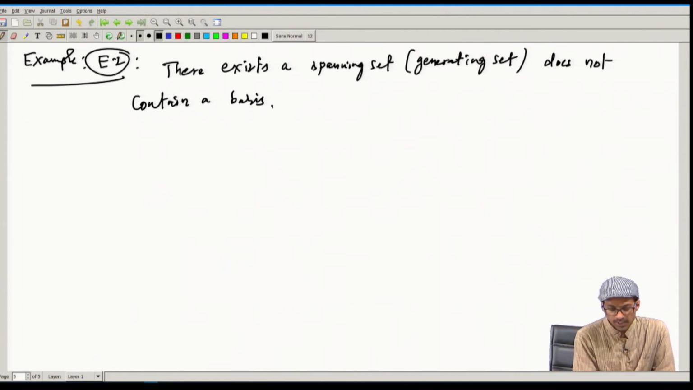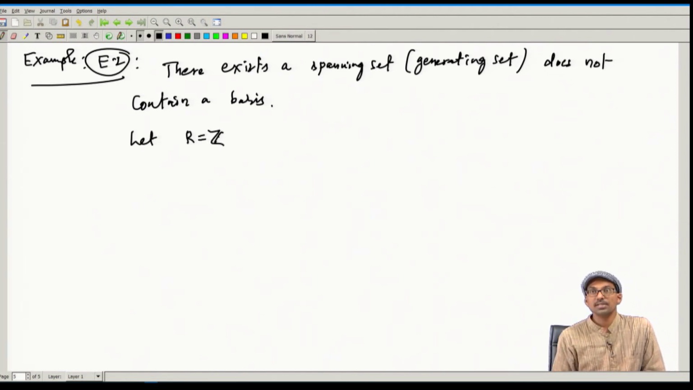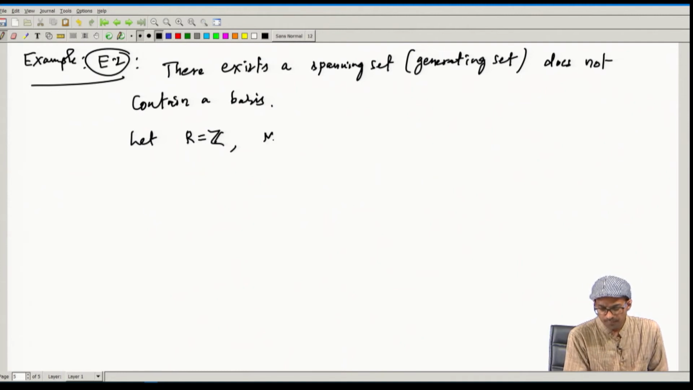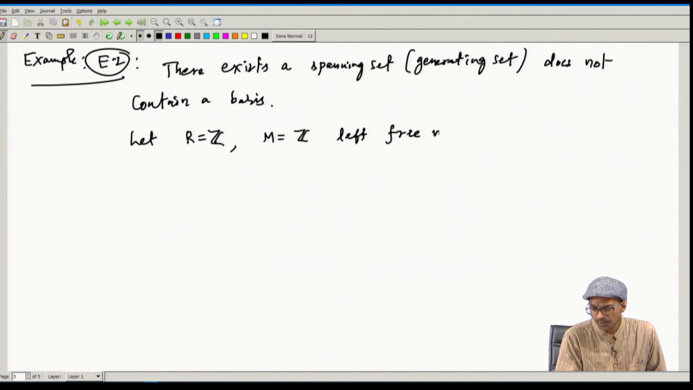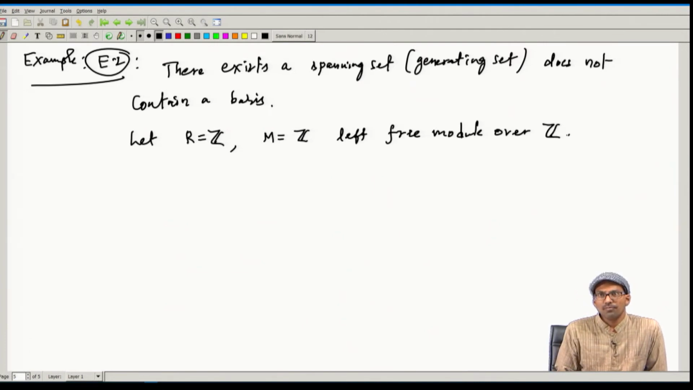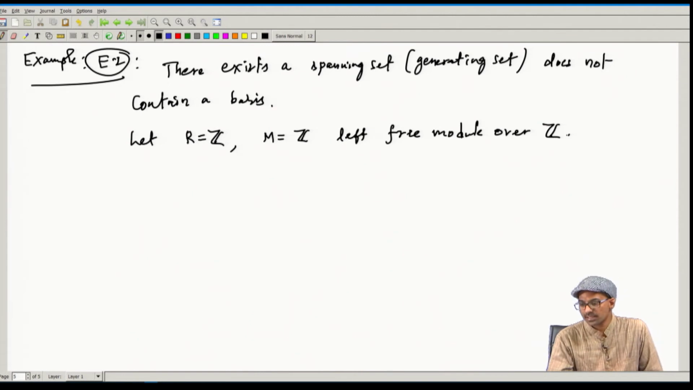So, for that one, let us take R as Z, the ring of integers, and M is again Z. Okay. So, then this is a left free module over Z. But we know what the basis is. The basis is the singleton set {1}.